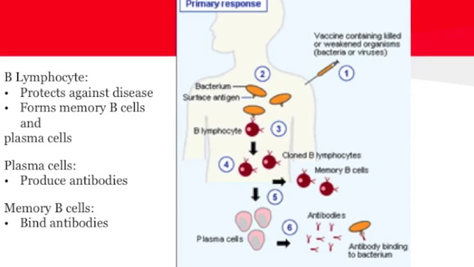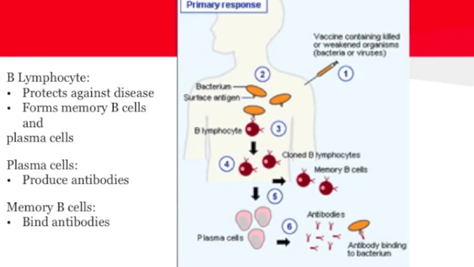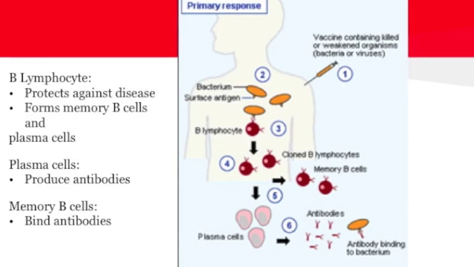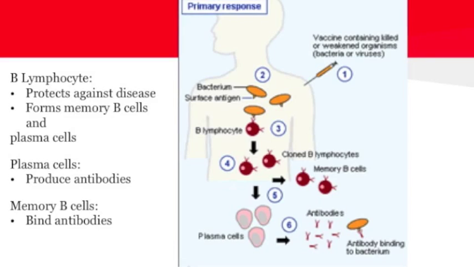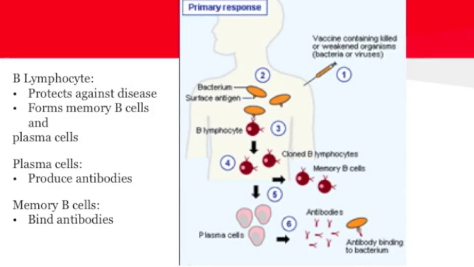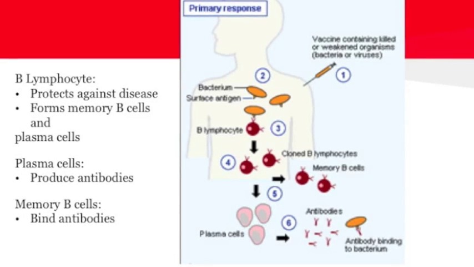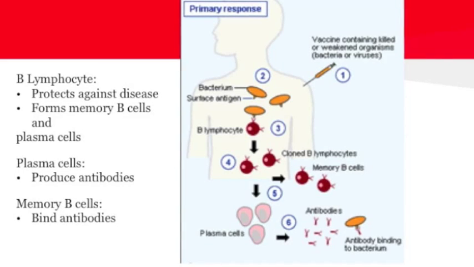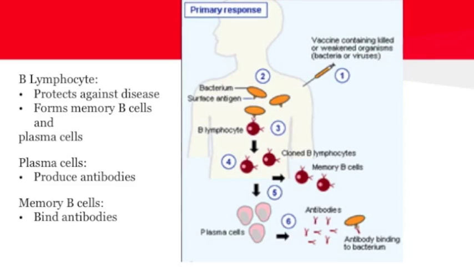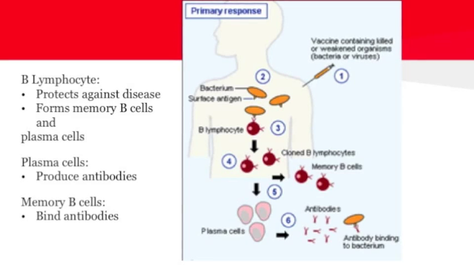A cell called a B lymphocyte interacts with this foreign substance and then evolves into 2 different types of cells. First is the plasma cell, which is responsible for creating antibodies, and these antibodies will bind with the foreign substance and target it for destruction. More importantly, however, is the creation of memory B cells. These memory B cells have specific antibody binding sites, which will target any antigen in the future that it has already encountered.